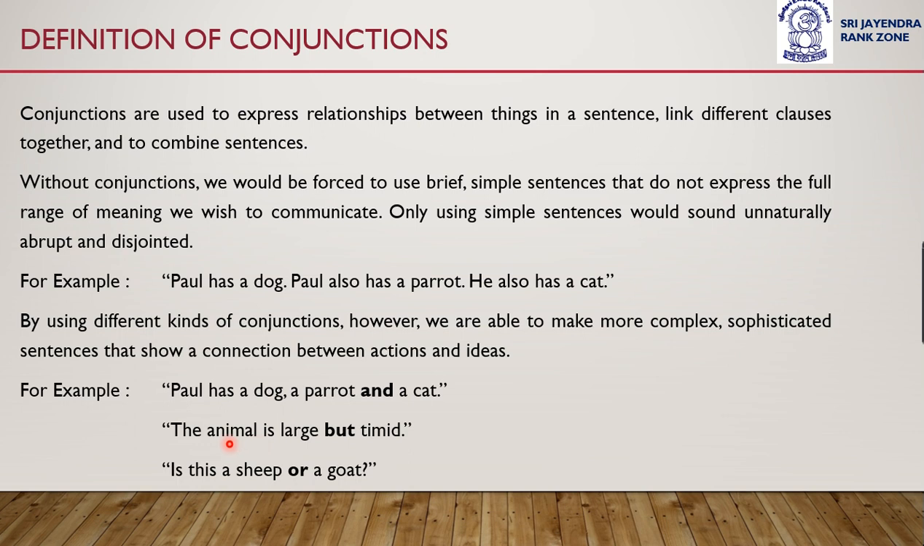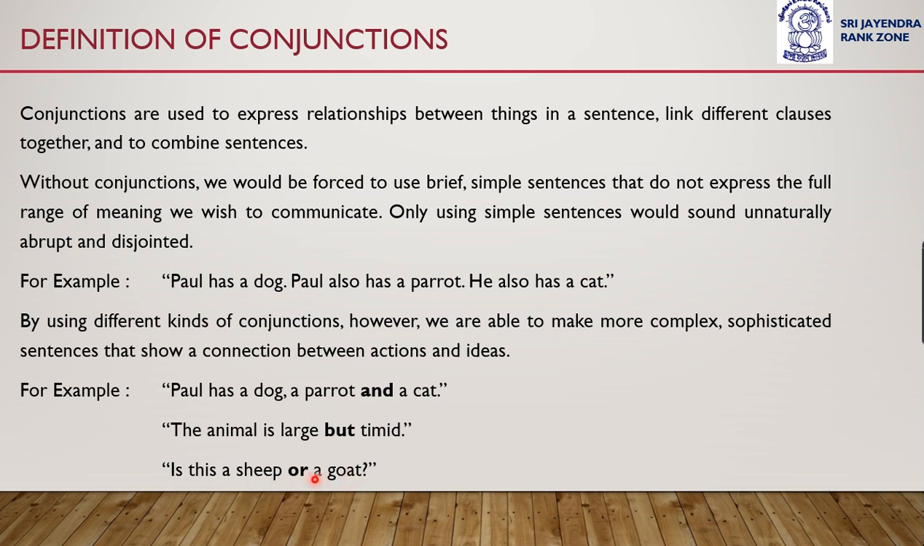Similarly, another example can be: the animal is large but timid. Instead of using two different sentences, we have used a single sentence. With the help of a conjunction, we have combined two different clauses in a single sentence. Is this a sheep or a goat? Here as well, we have combined two different nouns with the help of or.